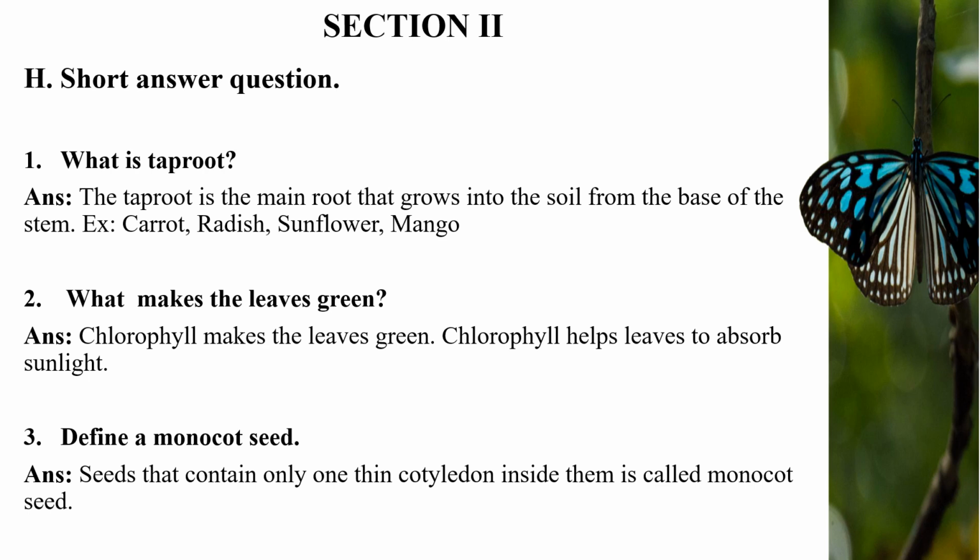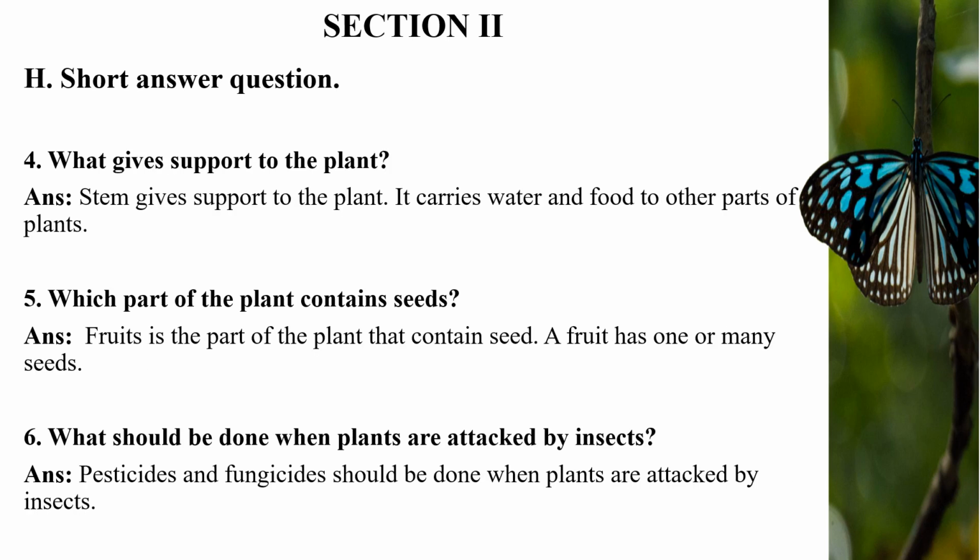Third, define a monocot seed. Seeds that contain only one thin cotyledon inside them is called monocot seed. Fourth question, what gives support to the plant? Answer, stem gives support to the plant. It carries water and food to other parts of plants. Fifth, which part of the plant contains seeds? Answer, fruits is the part of plant that contains seed. A fruit has one or many seeds.